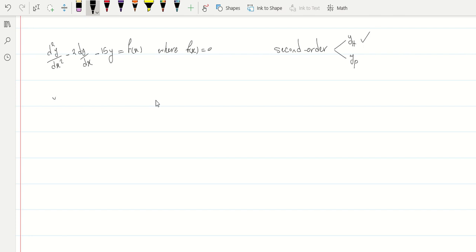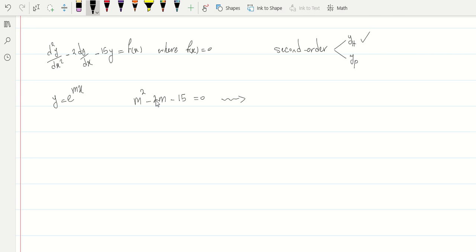The general formula and general answer for a second order differential equation is y is equal to e to the power of mx. Now, if I substitute this value, e to the power of mx, into this equation, I get the characteristic equation, which would be m to the power of 2 minus 2m minus 15, equal to 0.